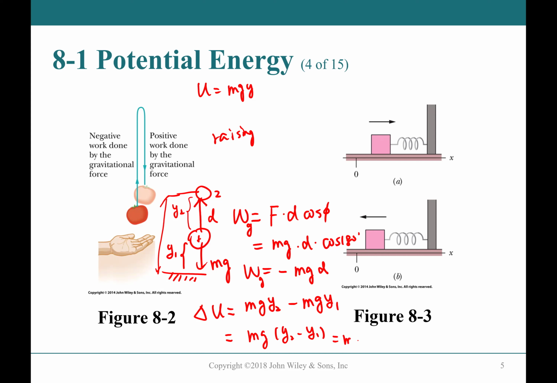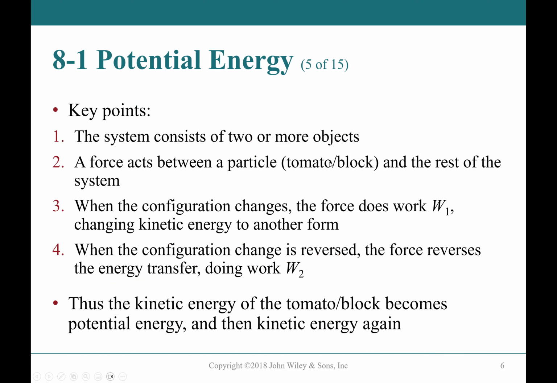That is mgd, okay? So you will see the change of potential energy is actually equal to the negative work done by the gravitational force, because this is negative mgd, and the negative becomes positive. So that's why our delta U will be equal to negative W_G, okay? So this is for gravitational potential energy. The change of the potential energy will be equal to the negative work done by the gravitational force. And it's the same for spring. The change in spring potential energy will be equal to the negative work done by the spring force, okay?